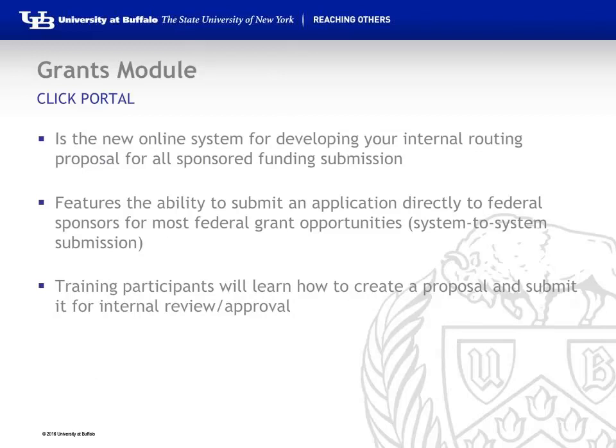The Grants module is the new online system for developing your internal routing proposal for all sponsored funding submissions. It features the ability to submit an application directly to federal sponsors for most federal grant opportunities, otherwise known as system-to-system submission. Training participants will learn how to create a proposal and submit it for internal review and approval.